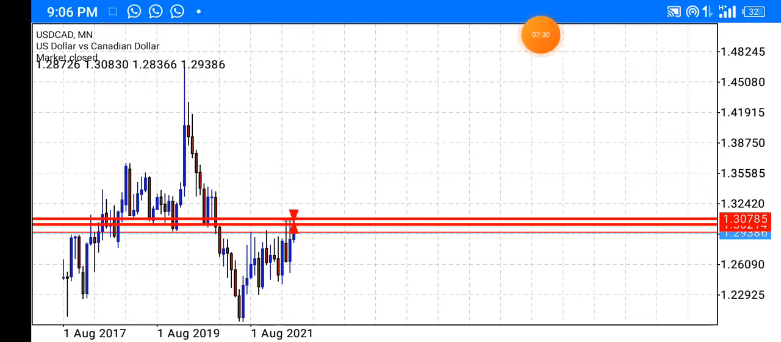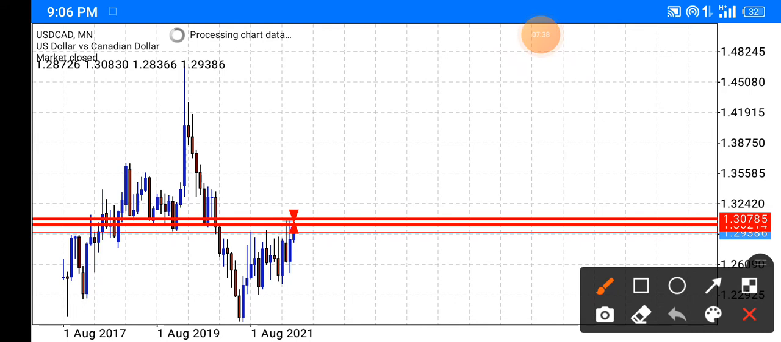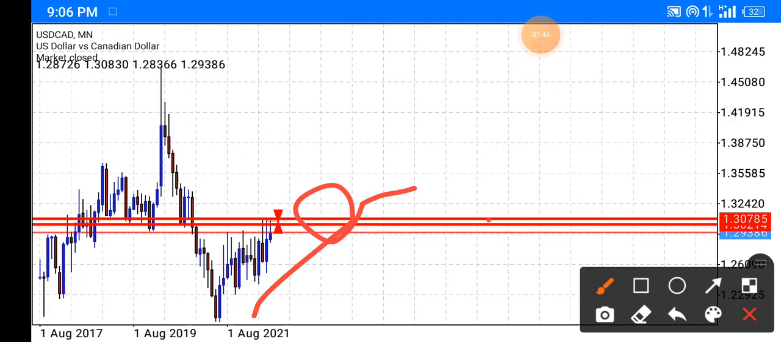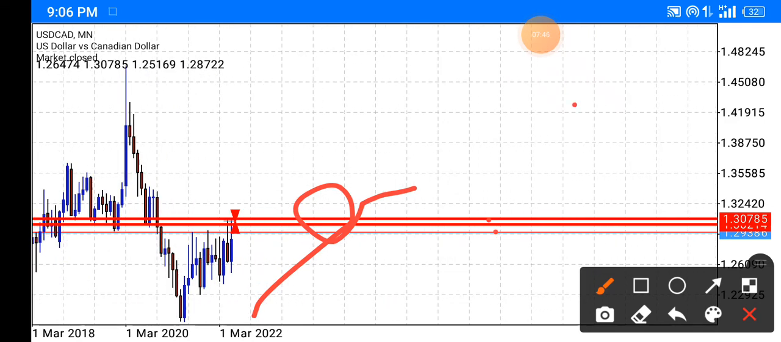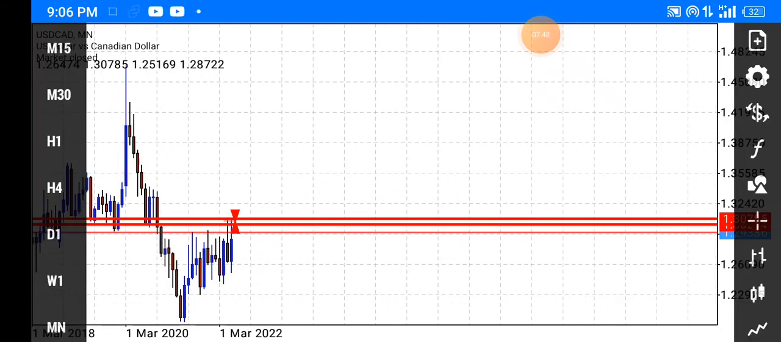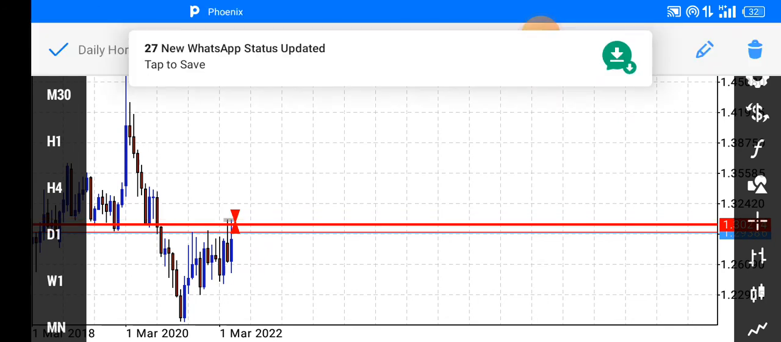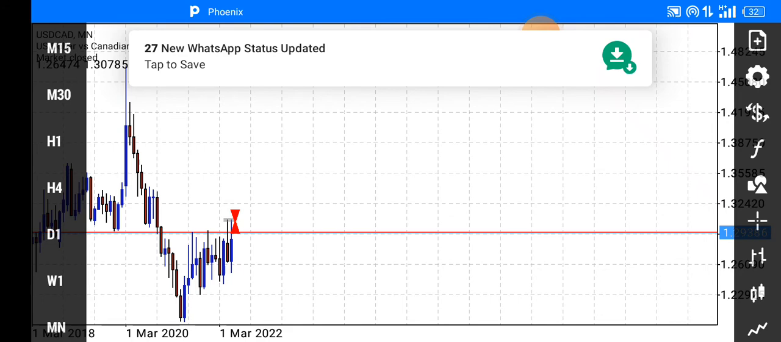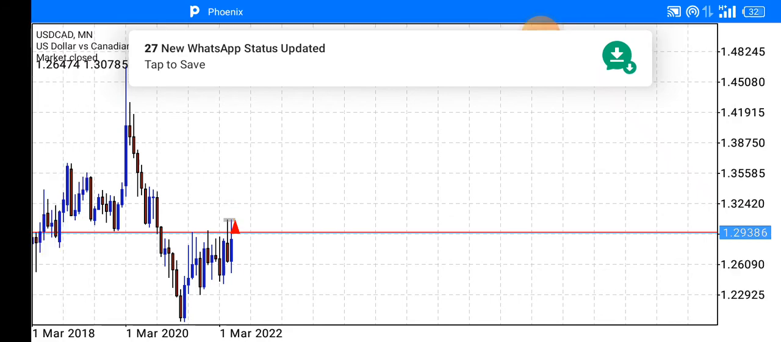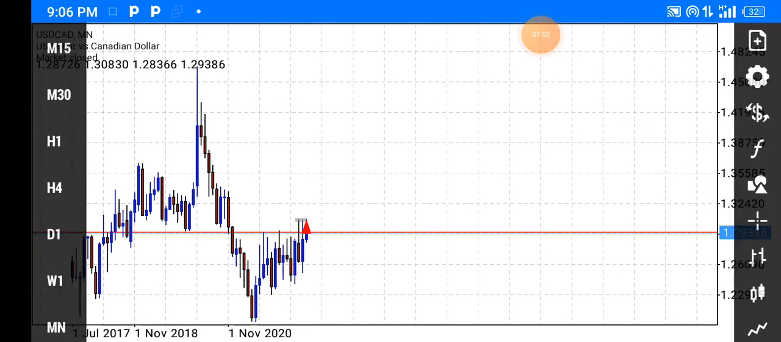We find out that in this monthly time frame the USD is very strong against the Canadian dollar. It has been very strong. So that is what we can see in this monthly time frame. The US dollar is very strong. And let's step down to the weekly.